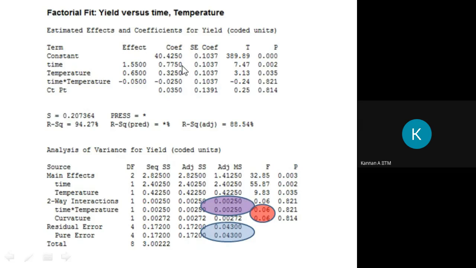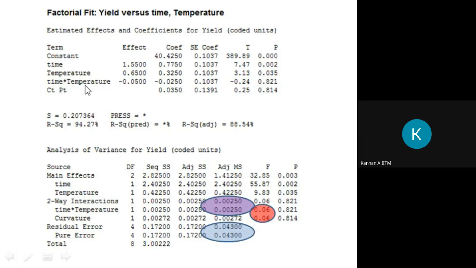Look at the p-value for time, 0.002. Look at the p-value for temperature, 0.035. Since the p-values are very small, the probability of wrongly concluding that the parameters are significant is very, very less. But when you look at the interaction, the p-value is 0.821, much greater than 0.05.